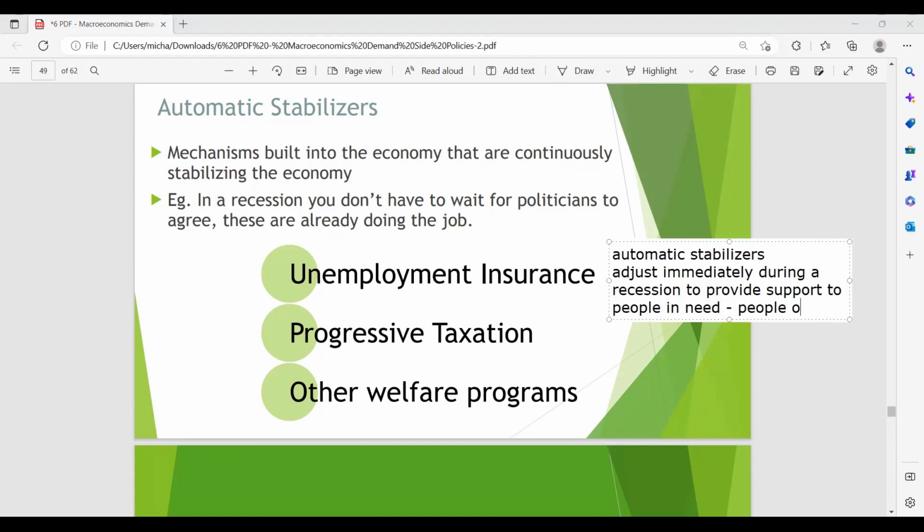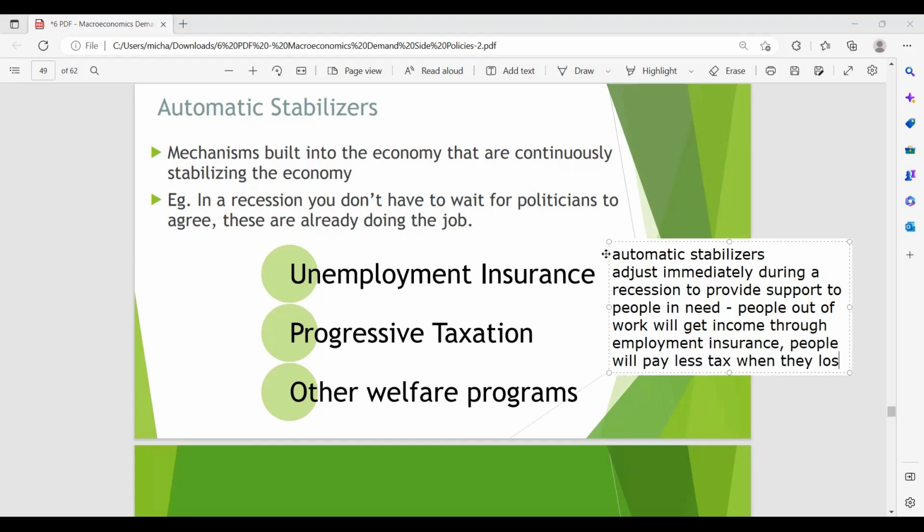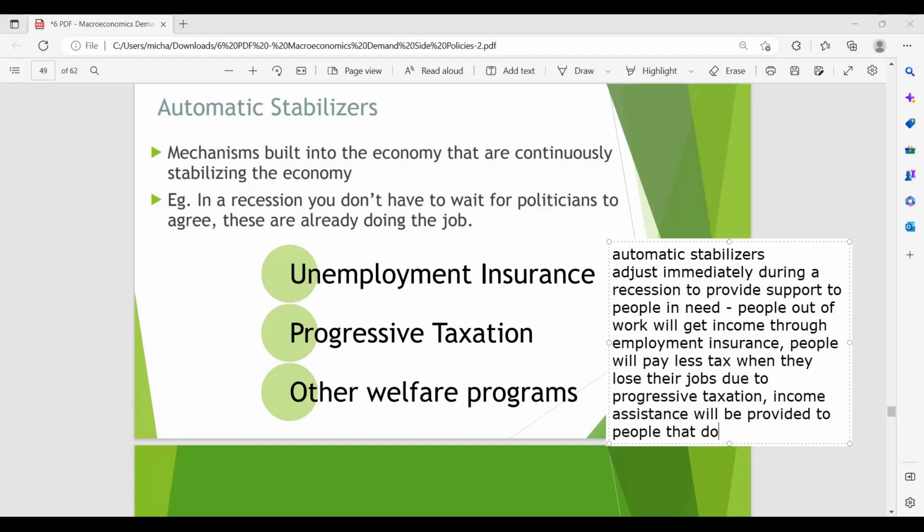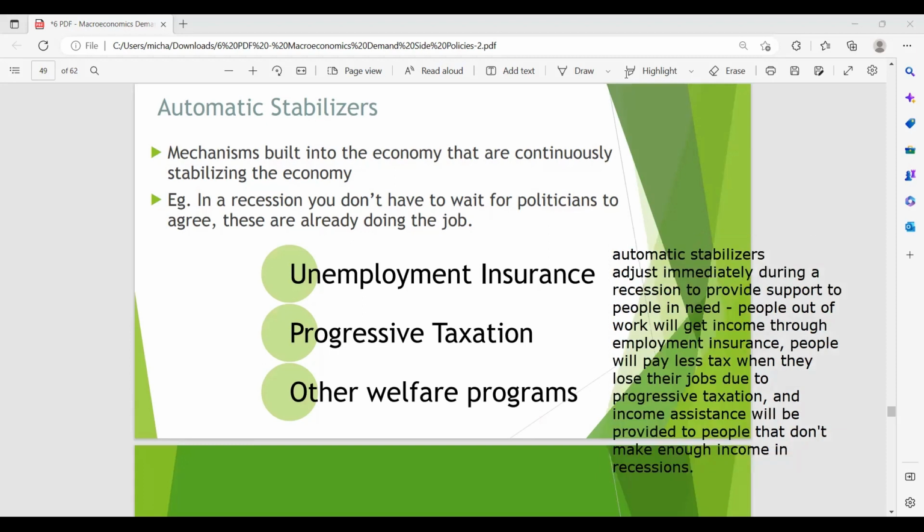So like people out of work will get income through employment insurance. People will pay less tax when they lose their jobs due to progressive taxation. Income assistance will be provided to people that don't make enough income in recessions. So that's what happens during a recession. All these things jump in to support people.